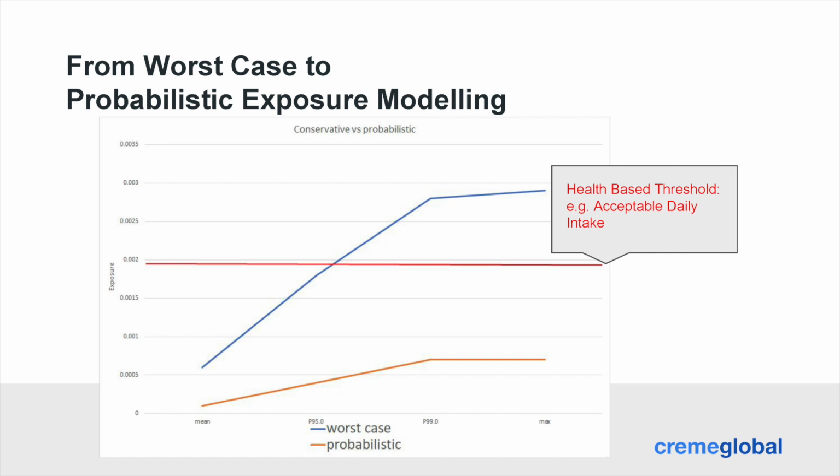With the probabilistic approach, on the other hand, that is represented here with the orange line, we get much more refined and realistic outcomes because we're using the whole distributions of data and we are aggregating on the subject, not product level.